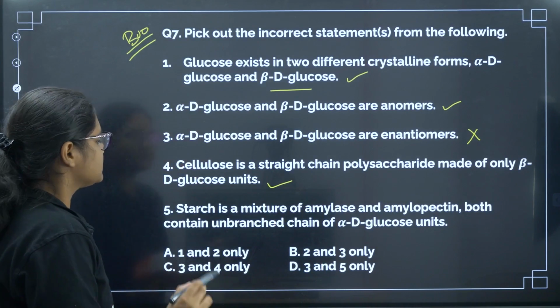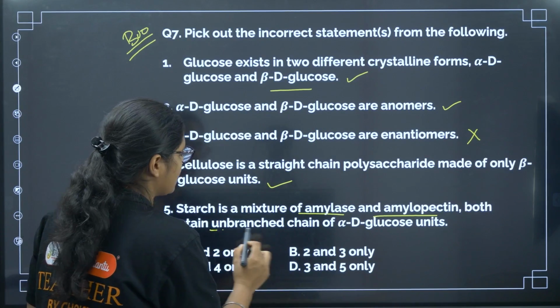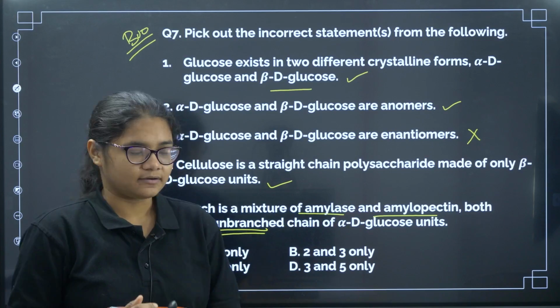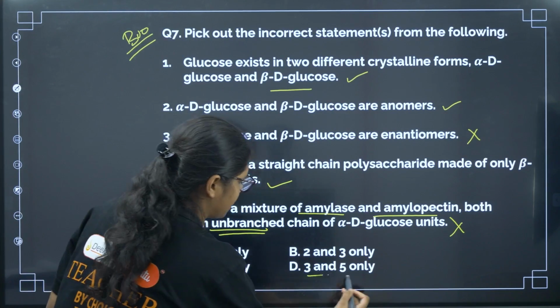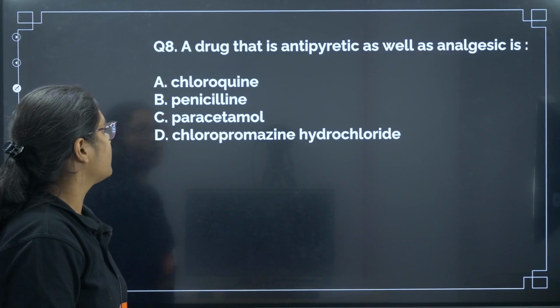This is correct. Starch is a mixture of amylose and amylopectin, both containing unbranched chains. This is incorrect. We know amylopectin is a branched structure, so this is incorrect. So which two statements are incorrect? 3 and 5 only. The correct answer for this question is option number D. Now let us see the next one.